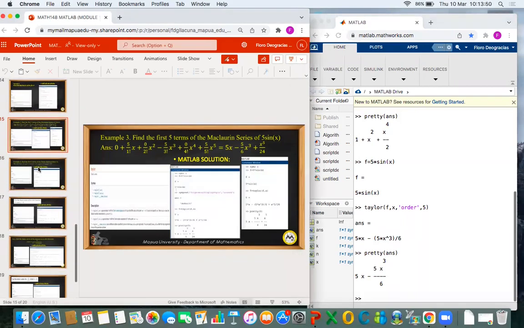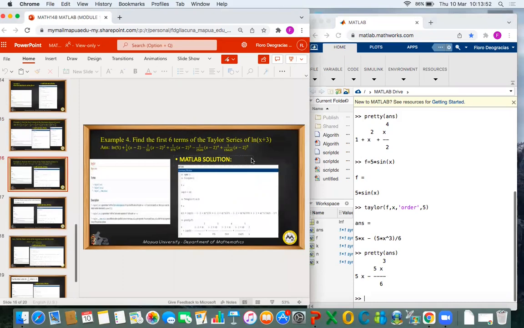Okay, next item, class. What about this one? Taylor series. This time for Taylor series, if the variable is still x, you type now your function f equals. In here, you have ln of x plus 3. But we don't have ln in MATLAB. What we have is log. So we use log of x plus 2.